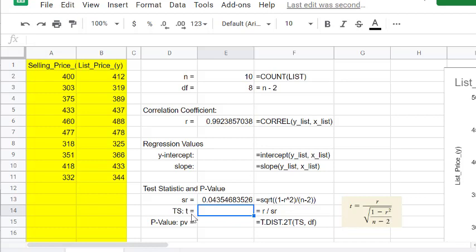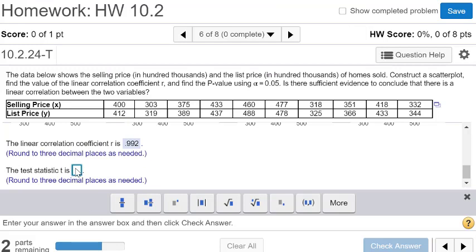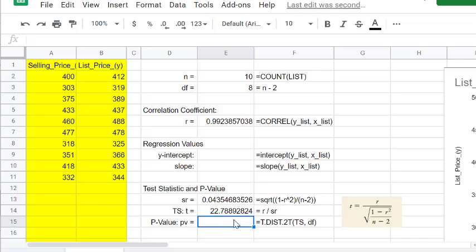That's not what we want. We want t, so that's just r divided by this quantity that we just found. So let's say equals, let's click on the r value divided by the SR value, and we get a really large test statistic here for our t distribution. So 22.788, well, it's rounded to 3 decimal places, so 22.789.